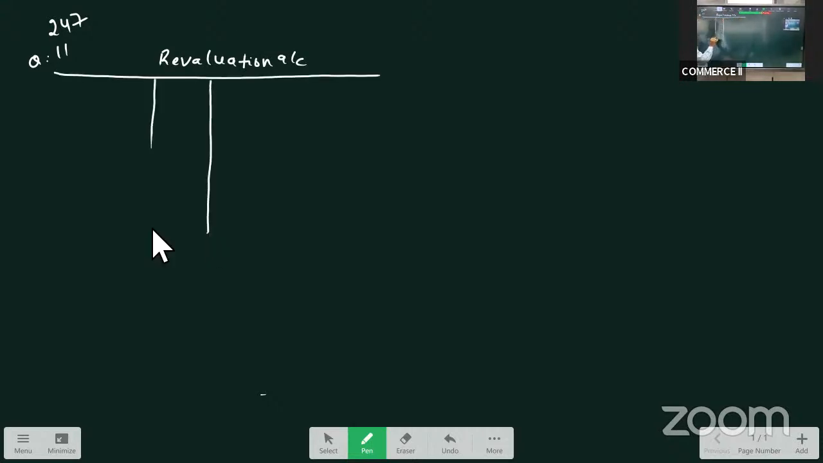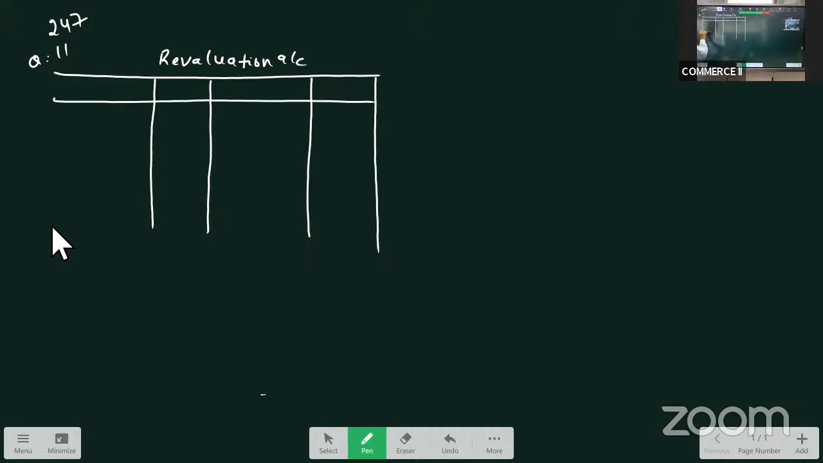We start with revaluation account. That is the first step. So we start with revaluation account. And what do we show in revaluation account? In revaluation account, we'll show all the net increase or decrease in the value of assets and liabilities because of the revaluation. Okay, this is debit side. This is credit side. This is particulars column. This is amount column. Again, particulars and amount.